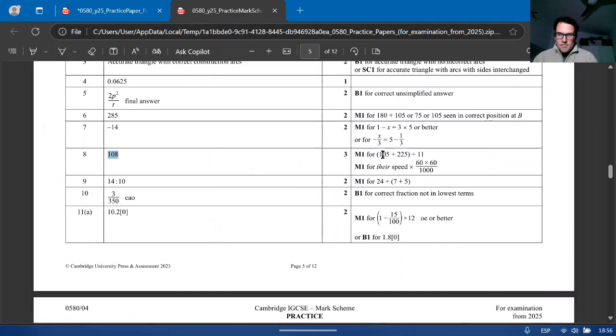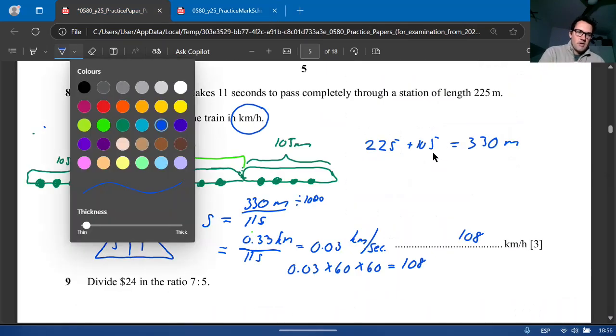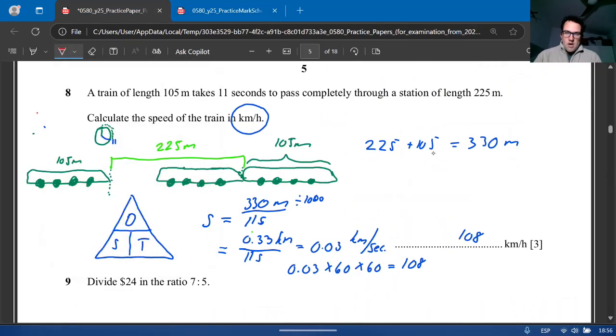Okay. They got a slightly different formula there than I did, but it's the same effect. So you get 1 mark for this. One mark for adding the two distances together. 1 mark for your calculation, which I've divided by 1,000 there and multiplied the 60 and 60. So you get 1 mark for your working out and then 1 mark for the final correct answer.